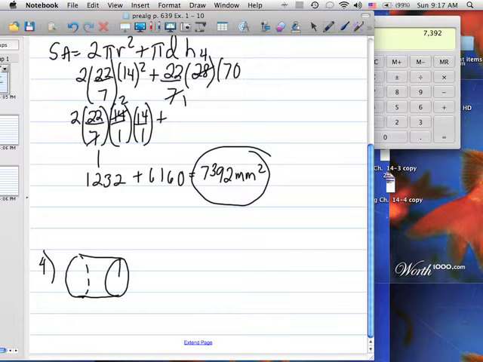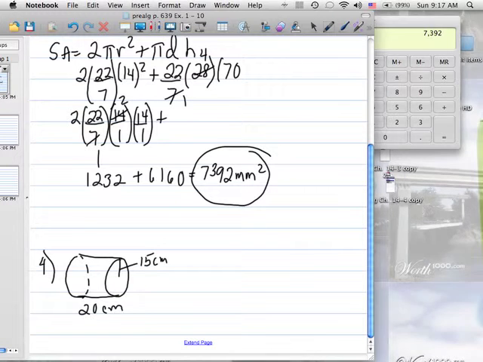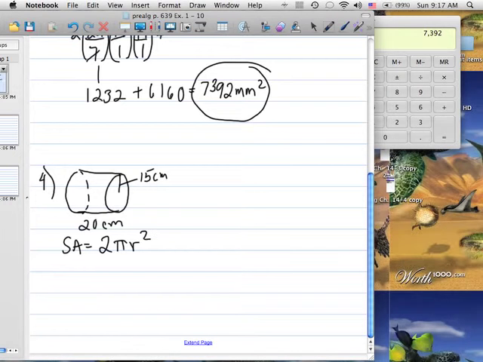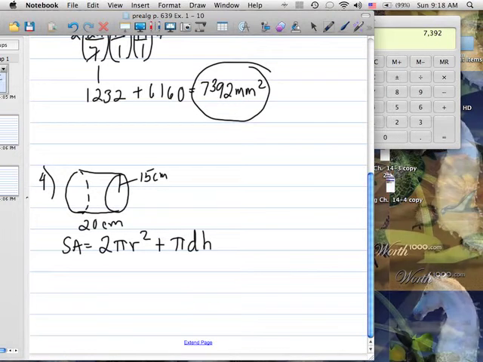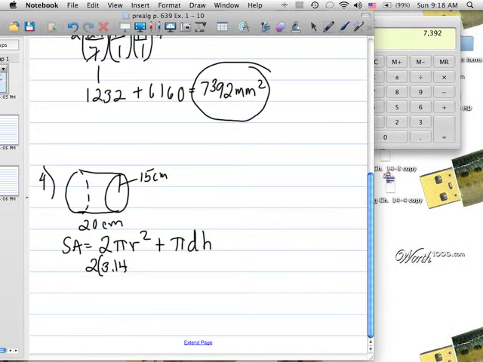And this time they give us that the radius is 15 centimeters and the height of the can when it sits on its circles is 20. So our formula is, again, the area of the 2 circles, 2 pi r squared, plus the area of the rectangle, pi d h. Neither one of those numbers is divisible by 7, so we're going to use 3.14 for pi.